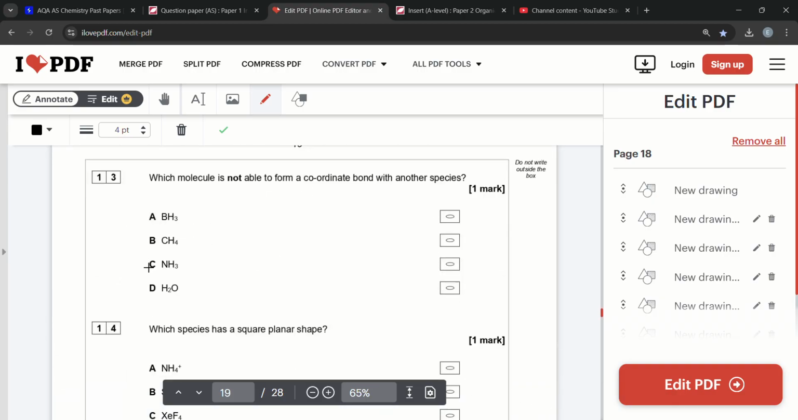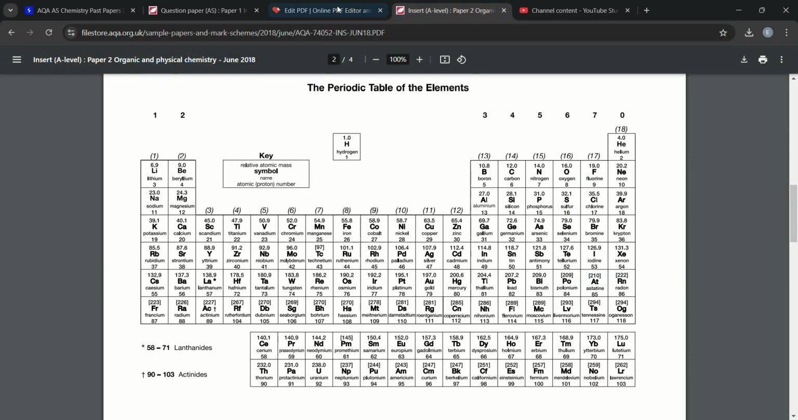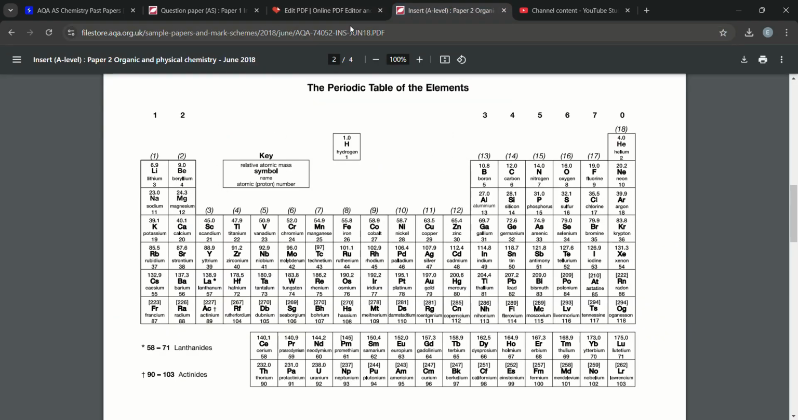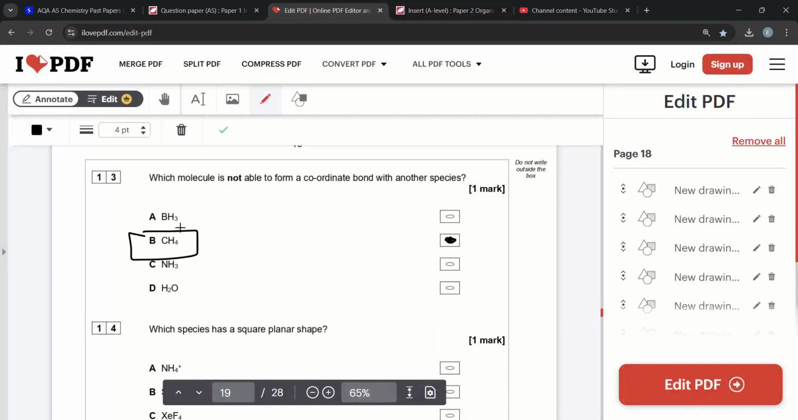Which molecule is not able to form a coordinate bond with another species? CH4. I did that quite easily because carbon's in group 4, bonded to 4 hydrogens, and it can only form 4 bonds. BH3, boron is in group 3, bonded to 3. NH3 can definitely form a coordinate bond. H2O can definitely form a coordinate bond. CH4 is the answer.